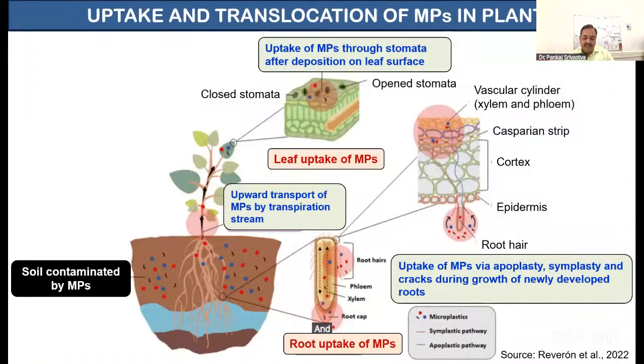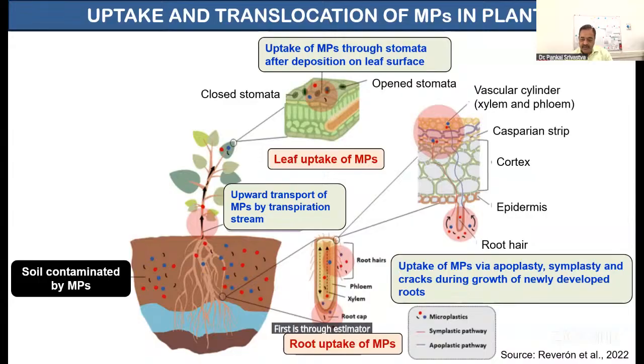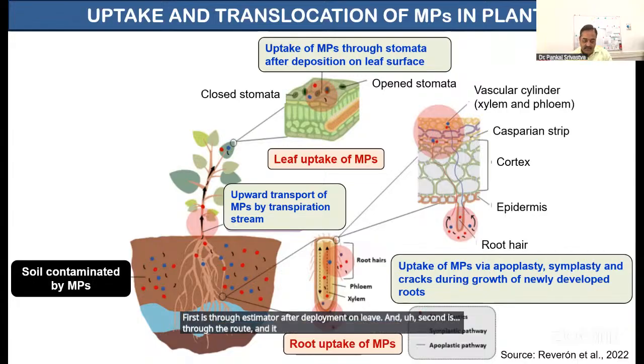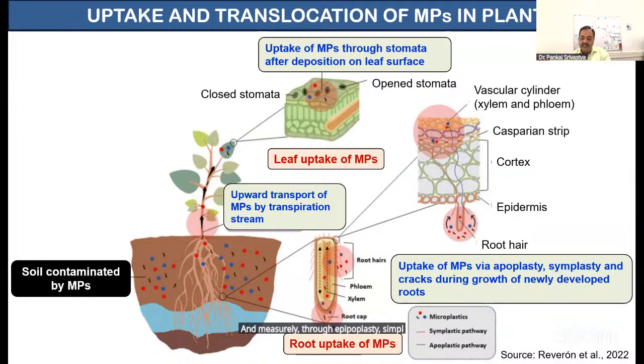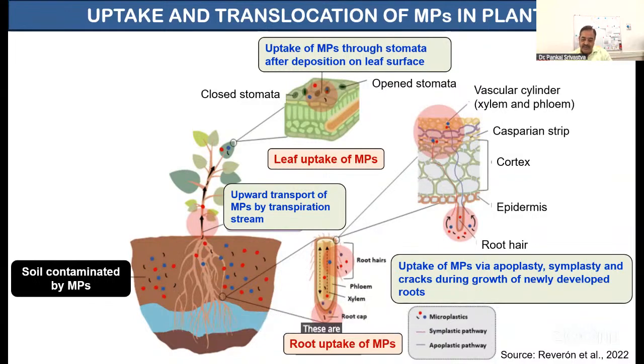And these are the three major routes of entry of how microplastic goes into the plant. First is through the stomata after deposition on the leaf, and second is through the root, and it gets upward movement under the transpiration pull, majorly through apoplast, symplast, and the cracks during the growth of newly developed roots. These are the potential sources of microplastics.